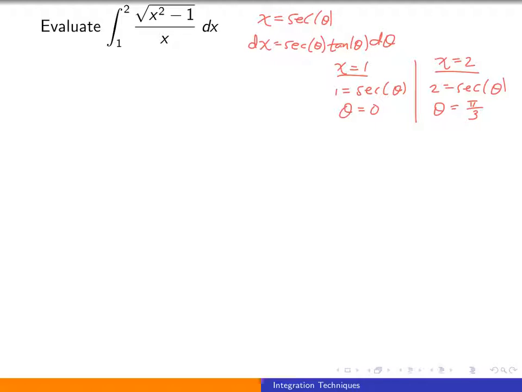So expressing our integral now solely in terms of the variable theta, we have the integral going from the lower limit of integration 0 to the upper limit of integration pi over 3. The integrand, each x needs to be replaced with a secant. So the square root of secant squared theta minus 1 divided by secant theta, and the dx becomes secant tangent d theta.